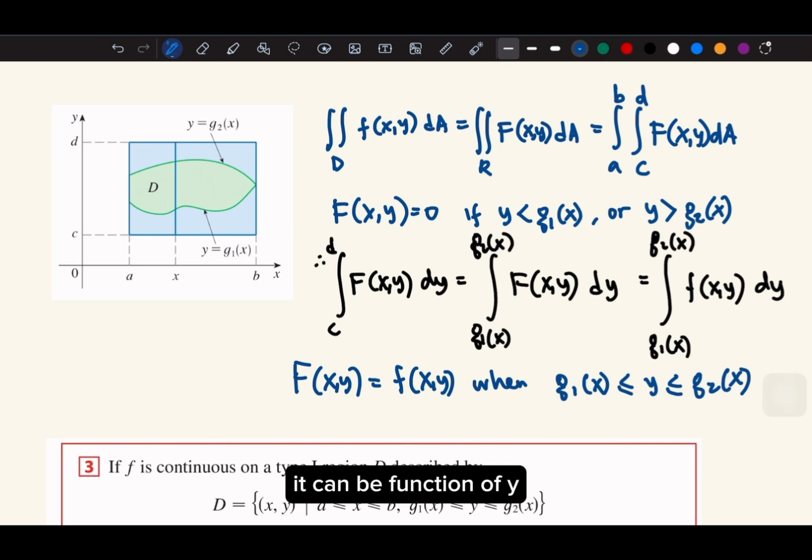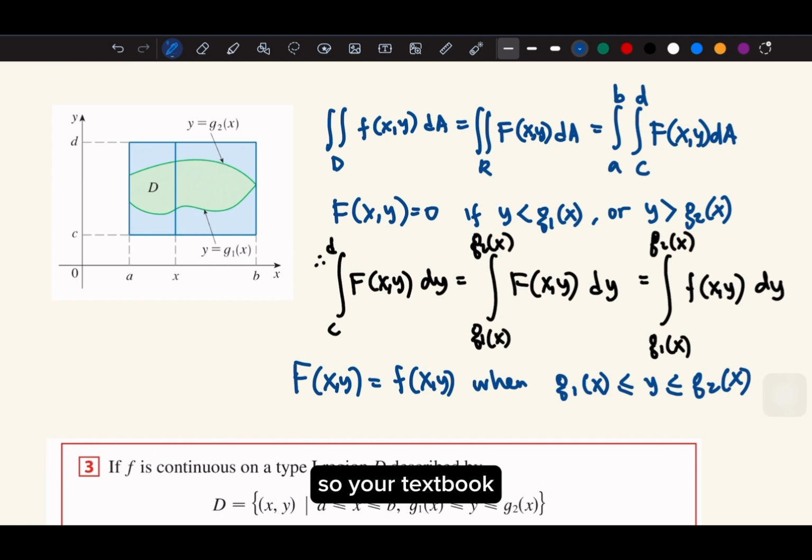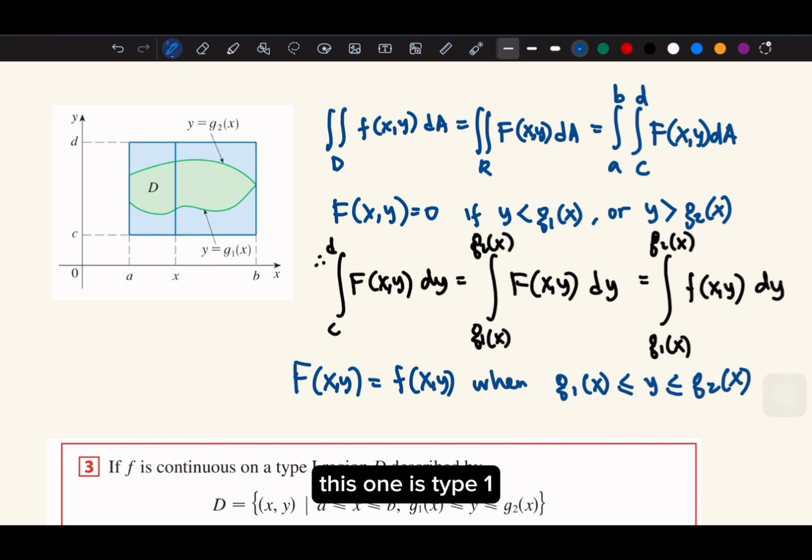It can be a function of y, or a function of x. It means that if we put it into a double integral, the function that is the endpoint will be our first step. It will be the inside integration, and the outside integration will be the constant. Okay? Your textbook defines this and gives it a name. This one is type 1, the other one type 2.